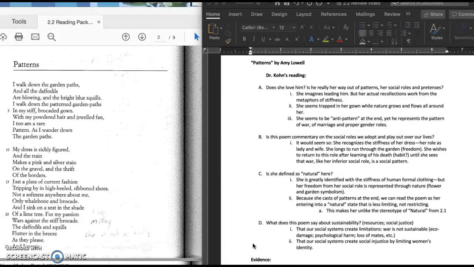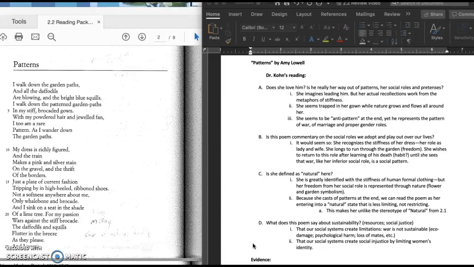We know that she's waiting on a man. We know that her dress is really, really tight. He keeps talking about how stiff her dress is as she's about to become a lady. Then we find out that her husband-to-be has been killed in war. And so all these patterns that are represented in her dress, right? And these can be the social patterns of getting married. We know at the end it's this war that is the social pattern that killed her husband.